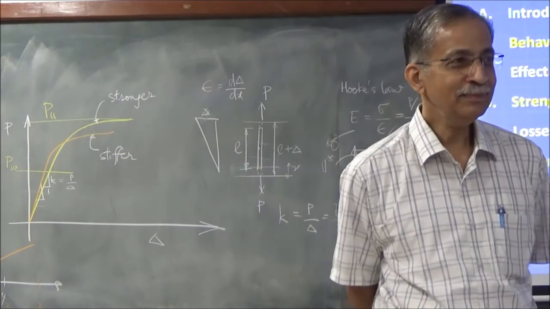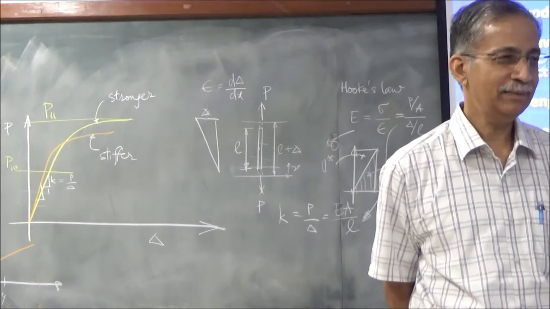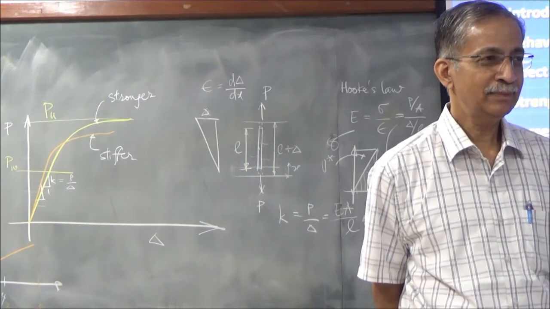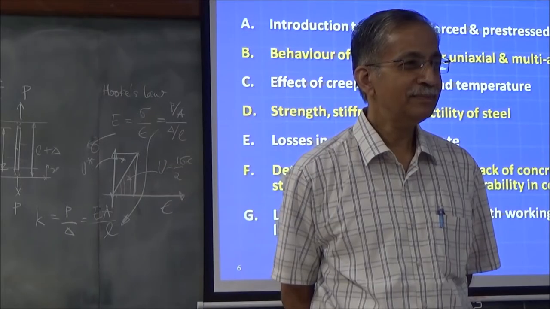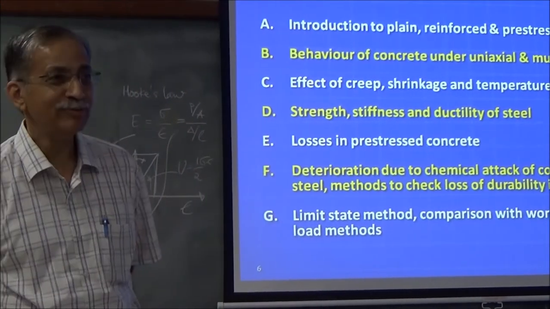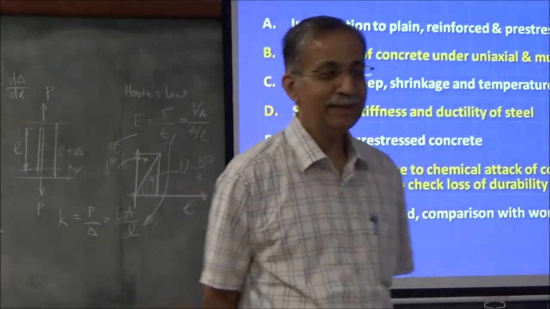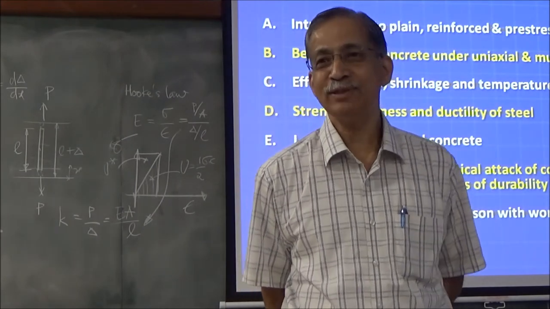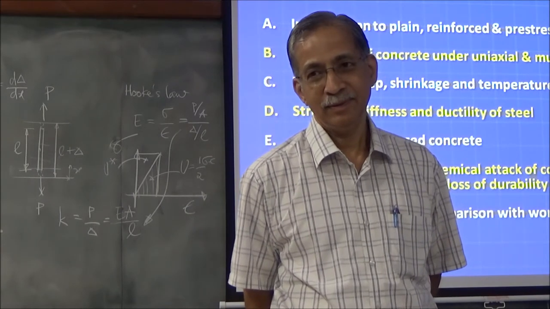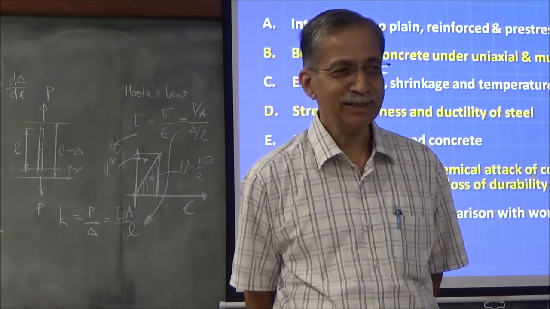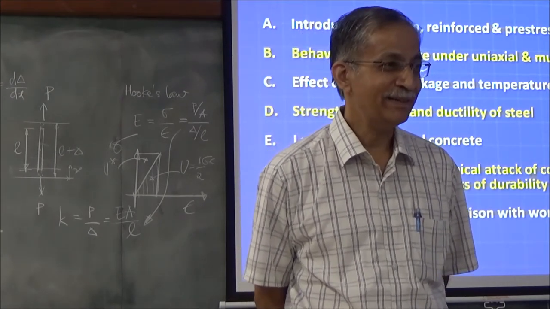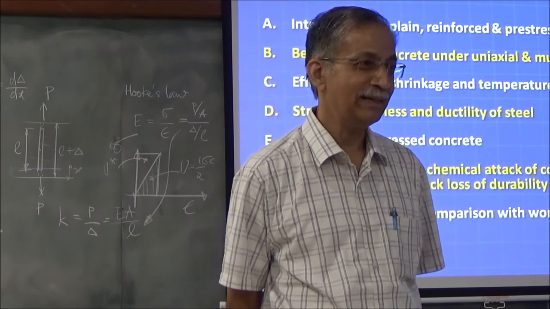You told me that the independent quantity should be on the x-axis. If strain is on the x-axis, does it mean that strain should be the independent quantity? Good question. So I'll tell you the story. When Newton discovered his laws of motion, he was very careful. He said force is proportional to what? m a, mass into acceleration. He didn't say it's equal to mass into acceleration. So there's a constant of proportionality.